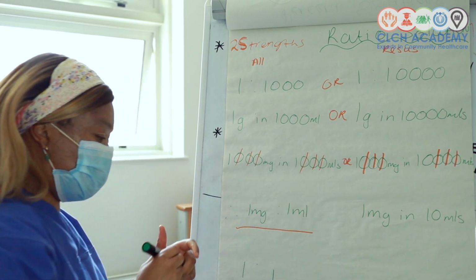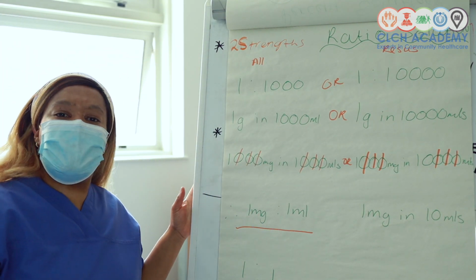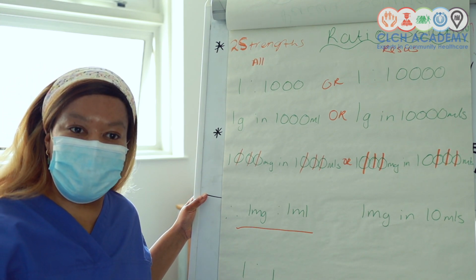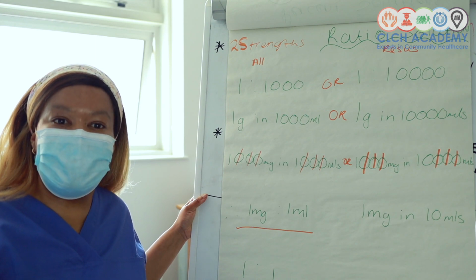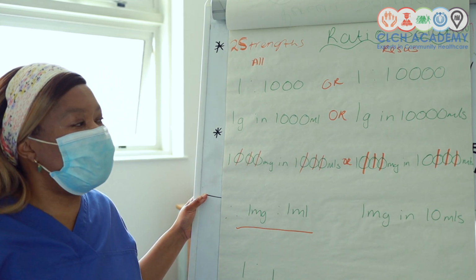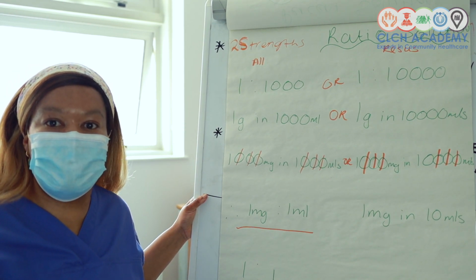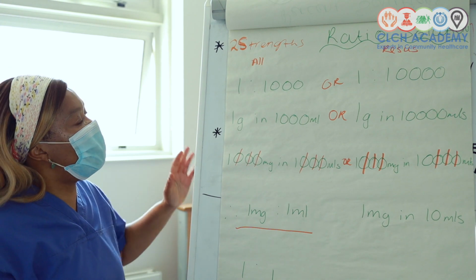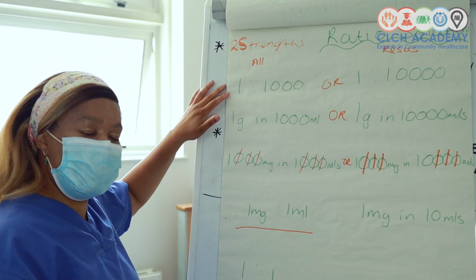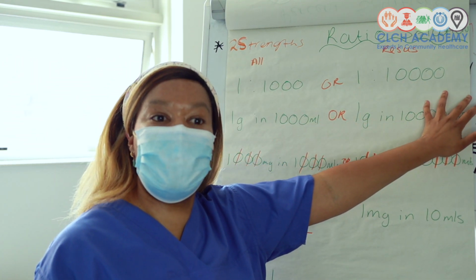Now, with ratio solutions, the key point to understand is we use them when we are giving something for anaphylaxis, typically adrenaline or epinephrine, depending upon which side of the pond you come from. Alternatively, we also use adrenaline when we are trying to resuscitate a patient. Now, I've got the 2 strengths here. So one strength you will typically use for anaphylaxis. The other strength you will typically use for resus.